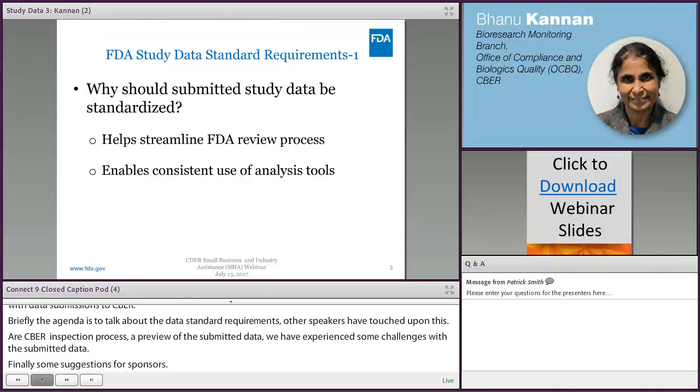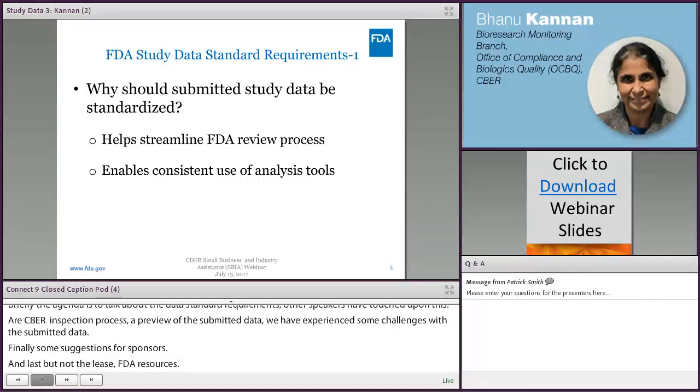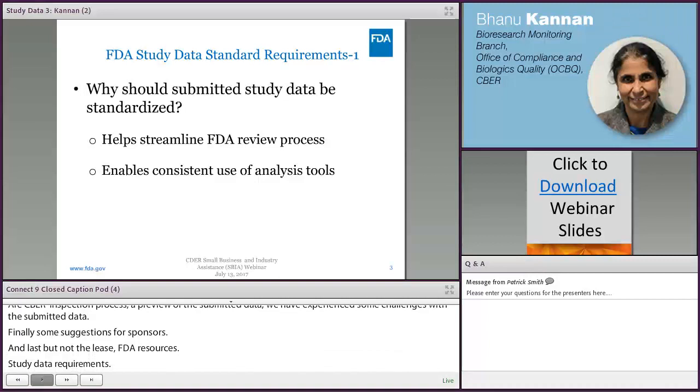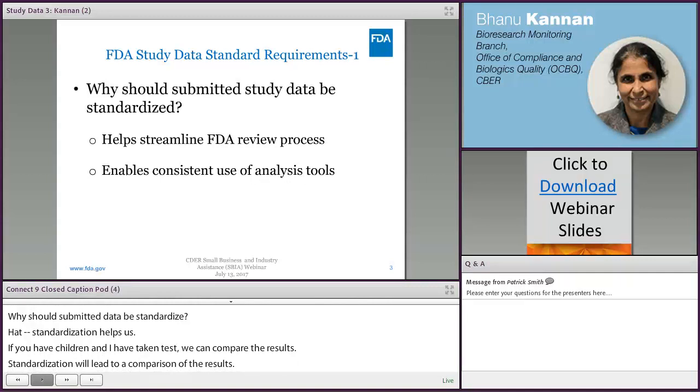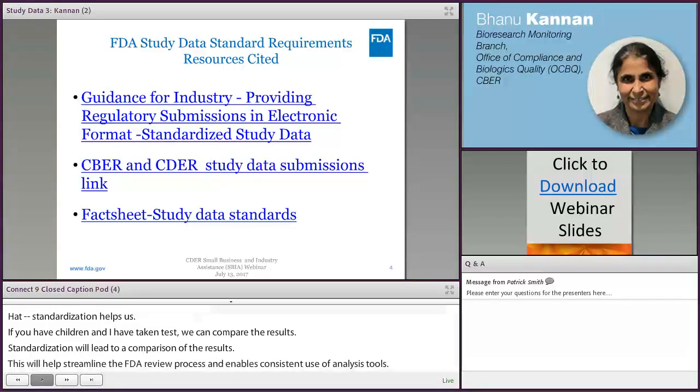So, study data requirements. Why should submitted data be standardized? We all know standardization helps us. For instance, if you have children, if they have taken tests, we can compare the results. So standardization will lead to comparison of results. So here, this will help streamline the FDA review process, and it enables consistent use of the analysis tools. During the review process, we use various tools, so this enables consistent use of such tools.